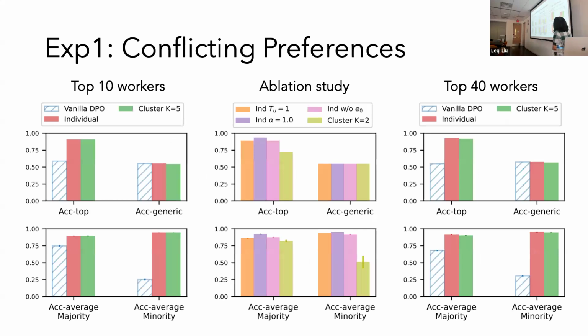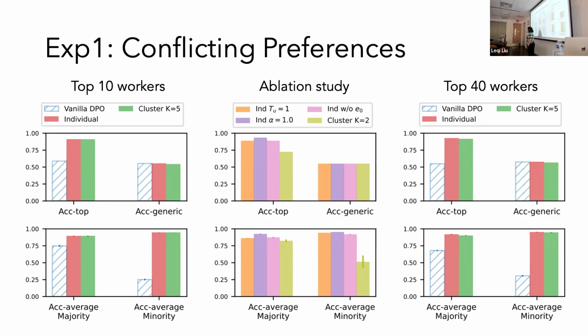So this is the first plot, and I think we can just focus on this part. This is the same plot, but then for the top 40 user case. So in this case, first, we can observe that for the generic user, this is for the unseen user, our model, these red and blue bars, the solid bars, performing similar to the vanilla RLHF performance.